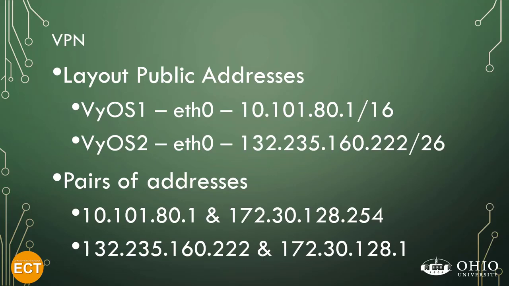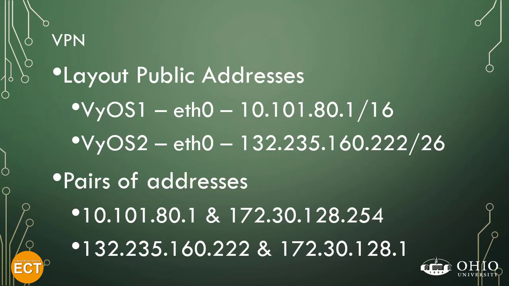It's really important to note that these addresses, when I think about them, they come in pairs. So when we set it up over the VPN, we need to think of 10.101.80.1 as the public version and 172.30.128.254 as the private version of the same thing. And the 172 addresses on our VPNs are going to turn up as virtual interfaces. So in the 132.235.160.222, we also have an IP address that gets associated with that interface, and it'll be a virtual interface or a virtual IP address on that, and that's 172.30.128.1.